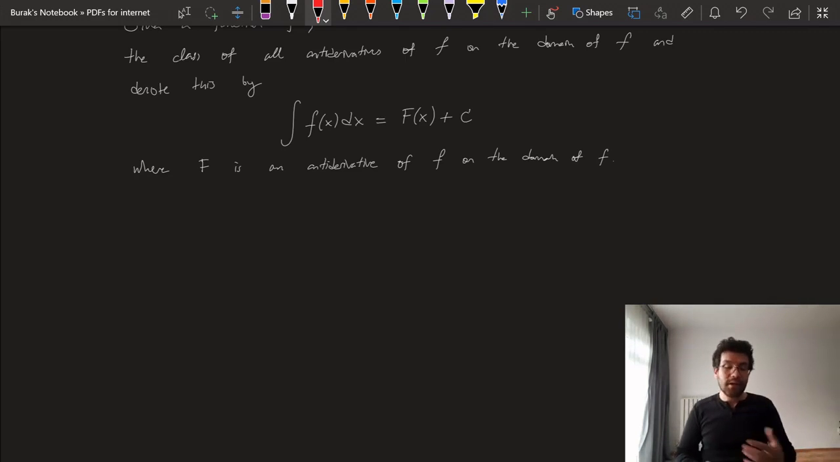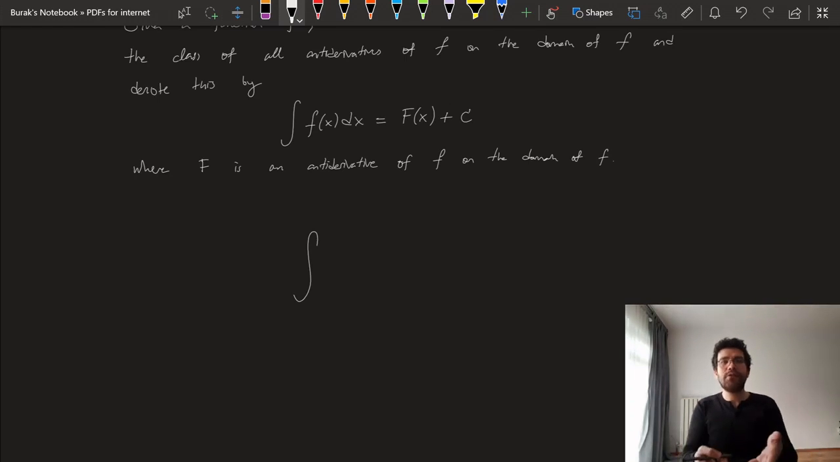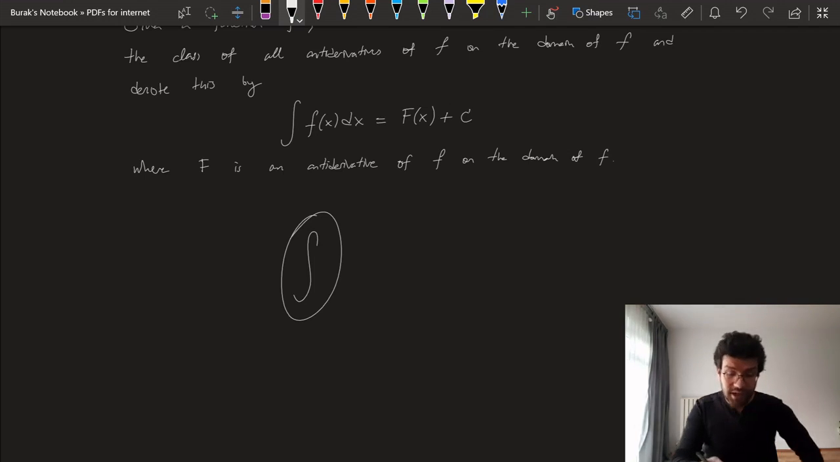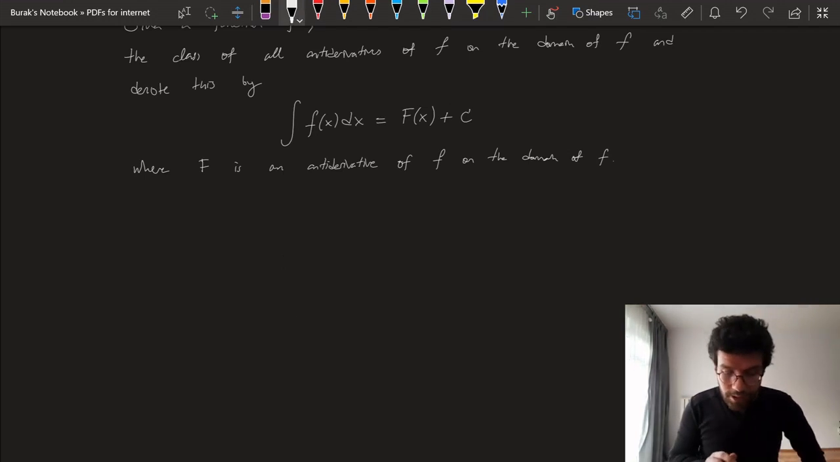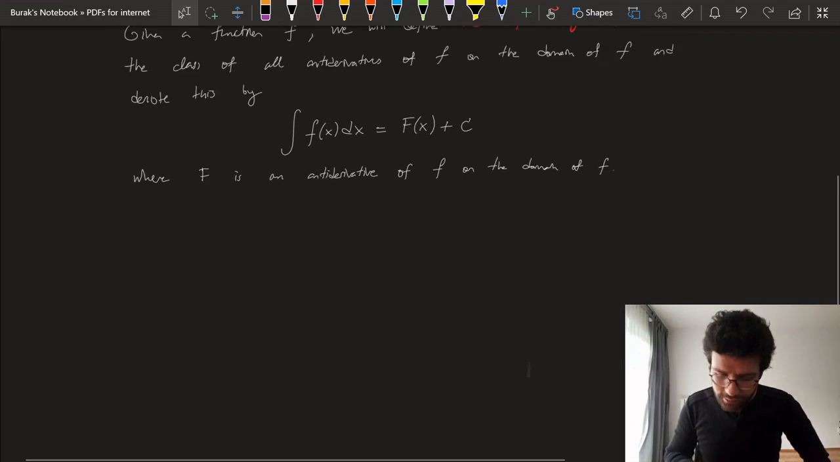Before that, I should explain something. So at this point, you might ask me the following question: why are we using the integral sign? Why are we using the same notation? I mean, the definite integral has nothing to do with this. It has something to do with Riemann sums, whereas this is about anti-differentiation. So why are we using this symbol? This is going to become clear when we learn about the fundamental theorem of calculus. Okay. So for now, just go along with this, okay?